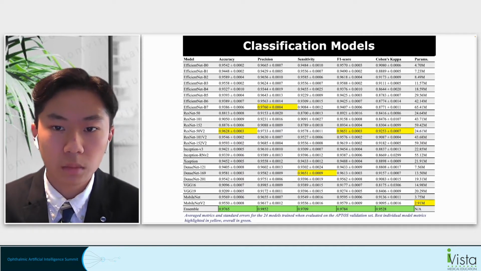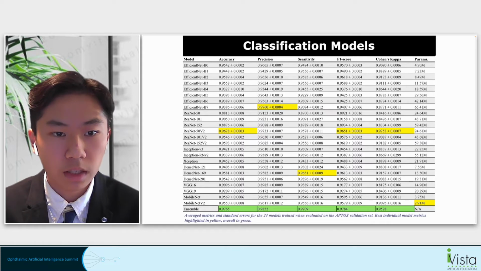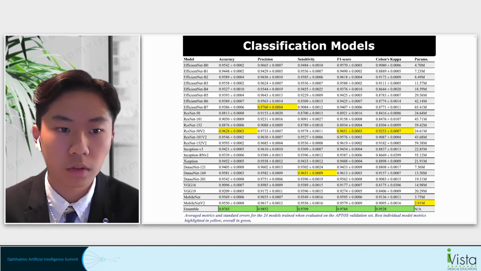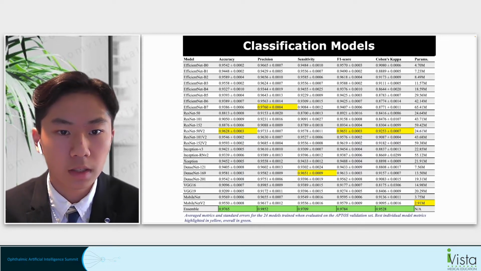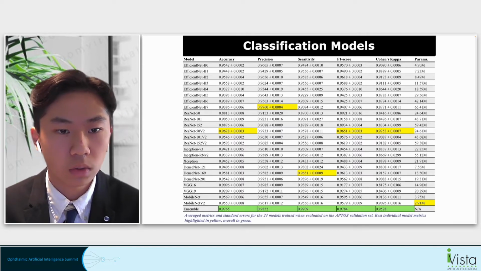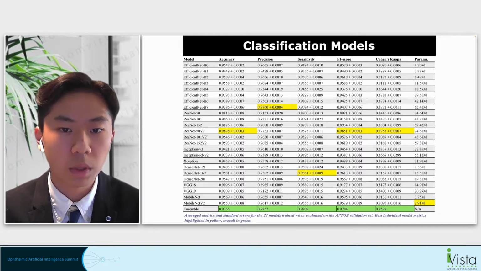And comparatively speaking, MobileNet v2 actually had surprisingly impressive results considering its small network size and low number of parameters. And then the Ensemble model seen on the bottom, consisting of the top 4 models, yielded the best results compared to any of the individual models, which reinforced the idea that ensemble learning was of avail.